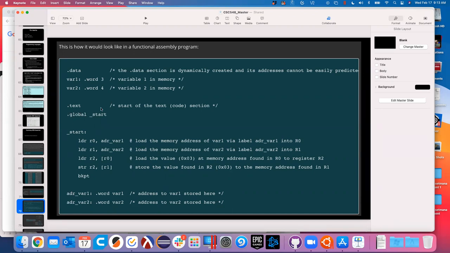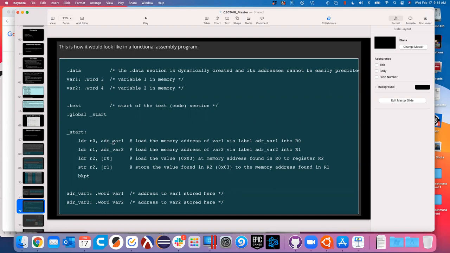Now we tell our program to start. Really the meat of our program lives in here. So what are we doing first? We're going to load into R0 the address of var1. Actually, we're not getting the value, we're getting the memory address directly. We don't have those little brackets around this. So this is saying put into R0 the memory address of var1, not the value that lives at that memory address, the memory address itself.